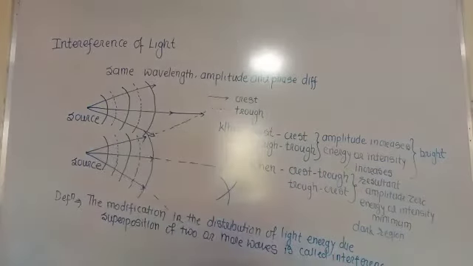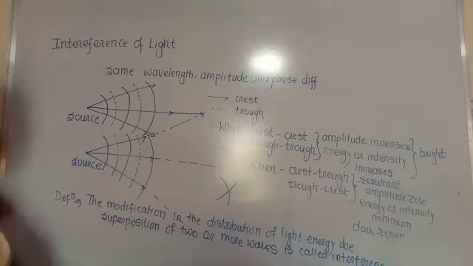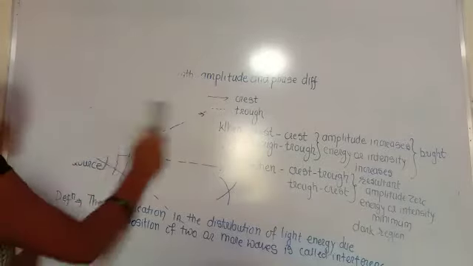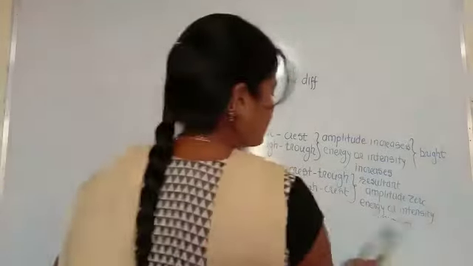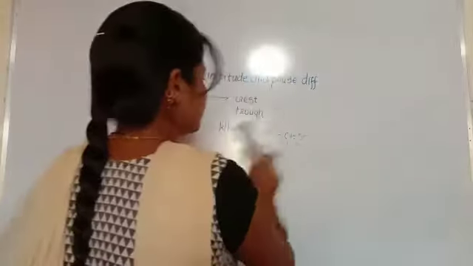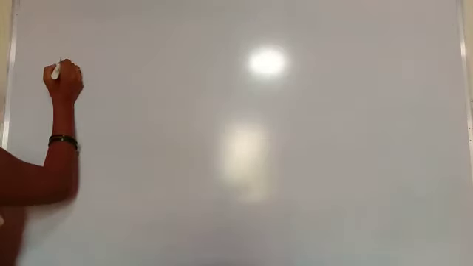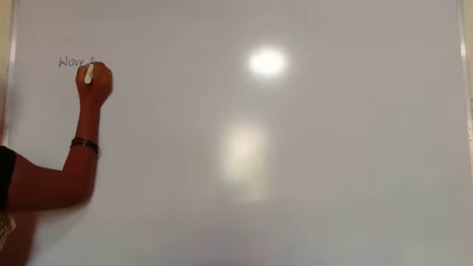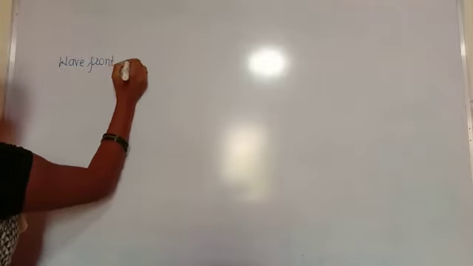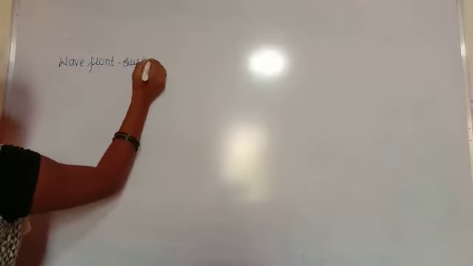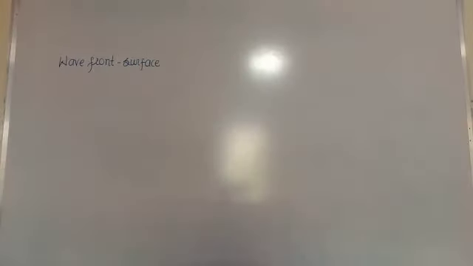Okay, so this is all about the interference of light. These are the basic concept and definition of interference of light. So the next topic is the wavefront. What is the wavefront and wave normal? Wavefront is also known as the wave surface.